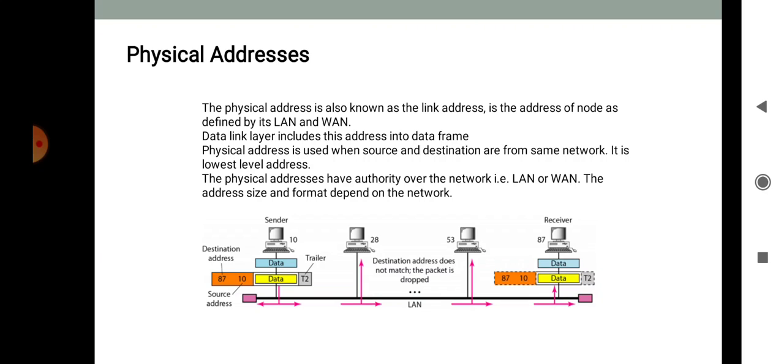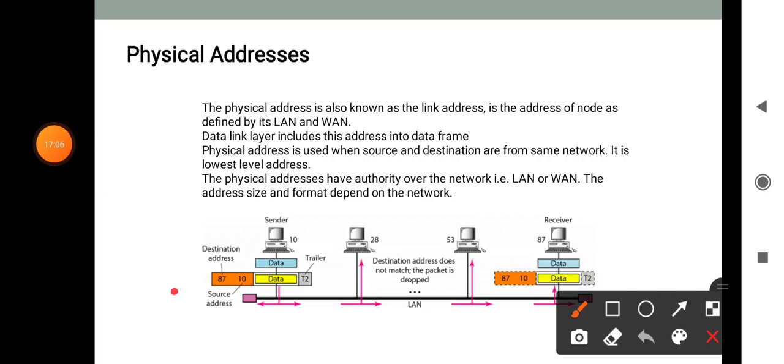Here is an example: a node with physical address 10 sends a frame to a node with physical address 87. See this figure. The two nodes are connected by a link, that means a bus topology LAN. At the data link layer, this frame contains physical link addresses in the header, and these are the only addresses needed. The rest of the header contains other information needed at this level, and the trailer usually contains extra bits needed for error detection.